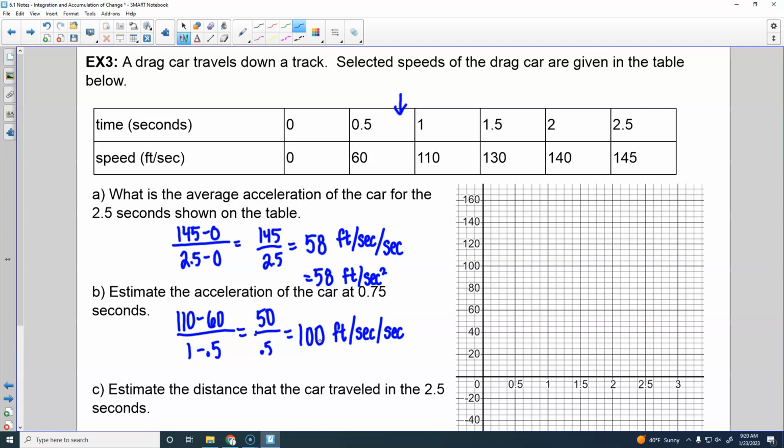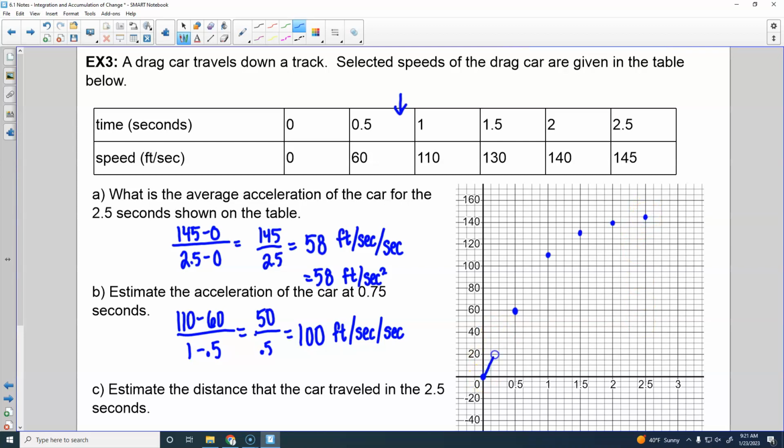All right. Estimate the distance that the car traveled in the 2.5 seconds. All right, now this is going to be different. This is why I put the graph here. Let's graph these points. So 0.5, 60, 1, 110, 1.5, 130, 2, 140, 2.5, 145.